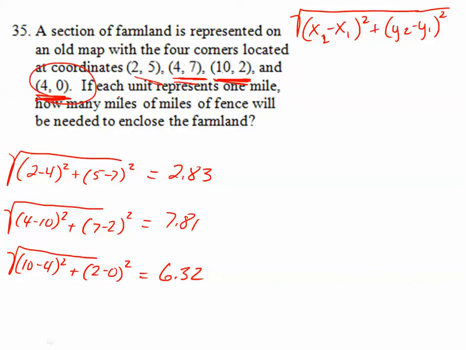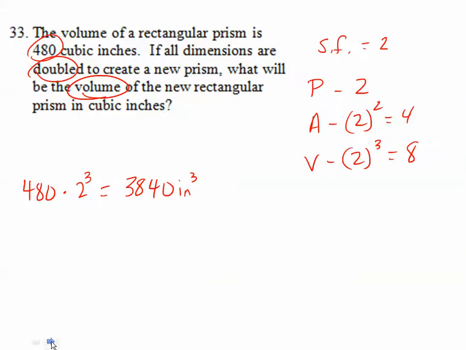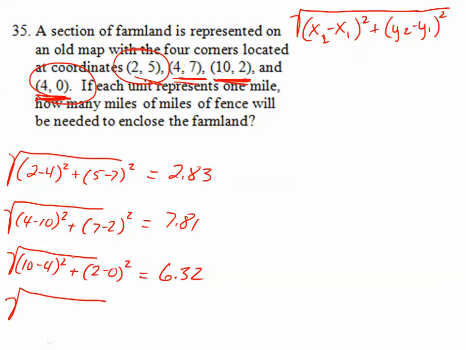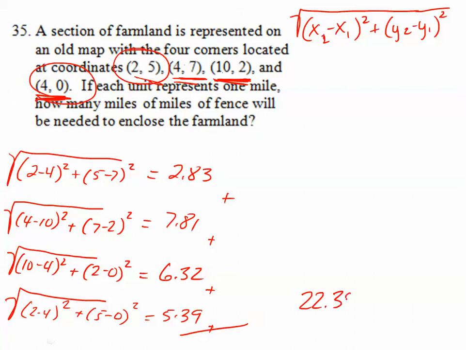And then lastly, I have to take this one and this one. So I take the square root of 2 minus 4, squared. Since I used this 2 first, I have to use that 5 first, plus 5 minus 0 squared. And when I plug that in, I get 5.39. Now all I do is add these together. 2.83 plus 7.81 plus 6.32, and my total is 22.35, and we're looking for miles.